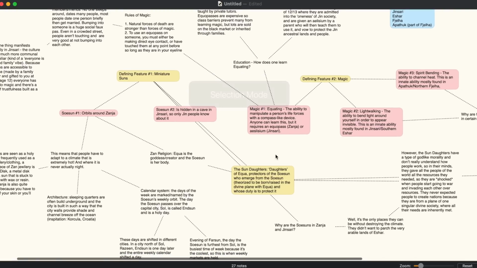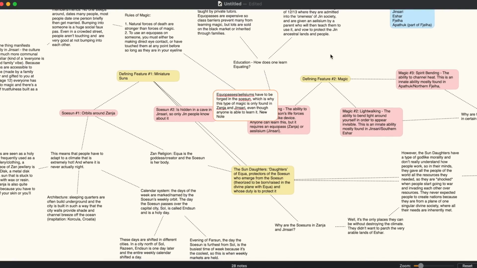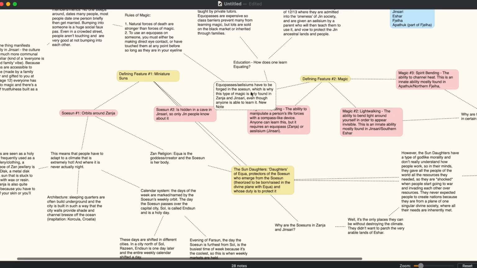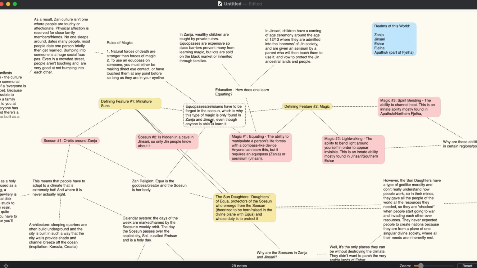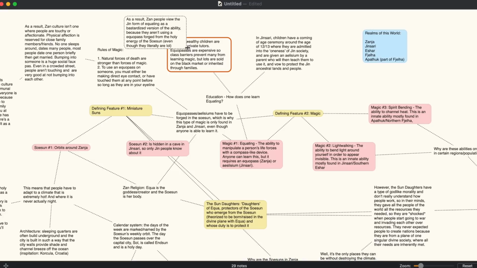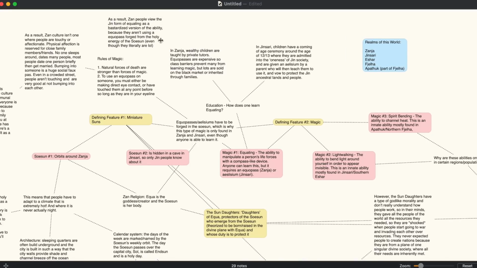One other thing we can add on here that connects the two defining features. Equipasses and Elysiums have to be forged in a Sosun. So it's very connected even to the religion, because the device that you use to do magic is forged in literally the holiest thing in the world, in the body of your god. Knowing that, in Zanja they have this very religious association with magic because of how the devices are forged. And they also know that in Jinsari, people can do this magic, but their Sosun is a secret. In Zanja, people view the Jin form of equating and use of an Elysium as basically a bastardized version of the ability, because they're not using an Equipass forged from the holy Sosun. Even though they literally are though.